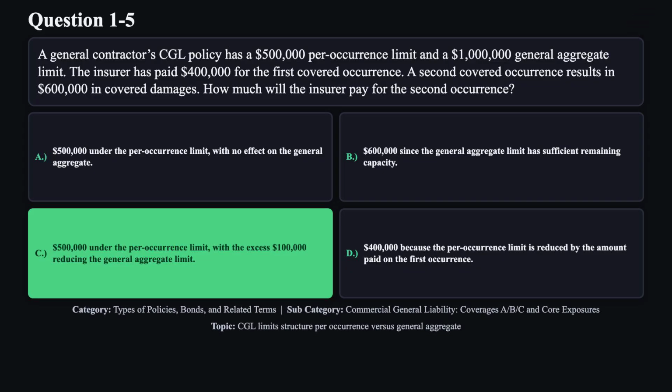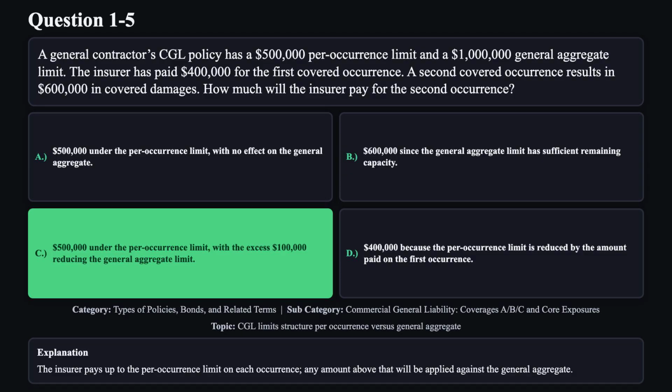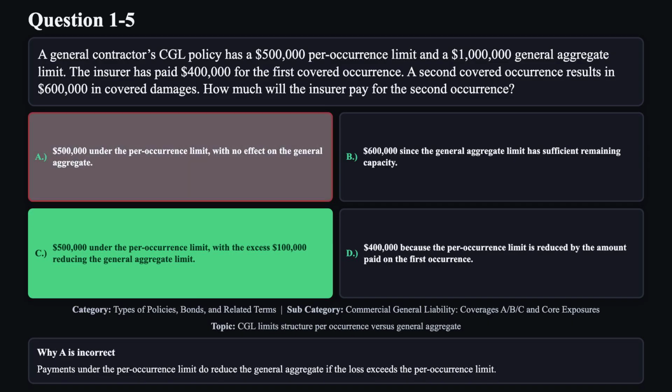The correct answer is C. The insurer pays up to the per occurrence limit on each occurrence. Any amount above that will be applied against the general aggregate. Reason A is not correct. Payments under the per occurrence limit do reduce the general aggregate if the loss exceeds the per occurrence limit.